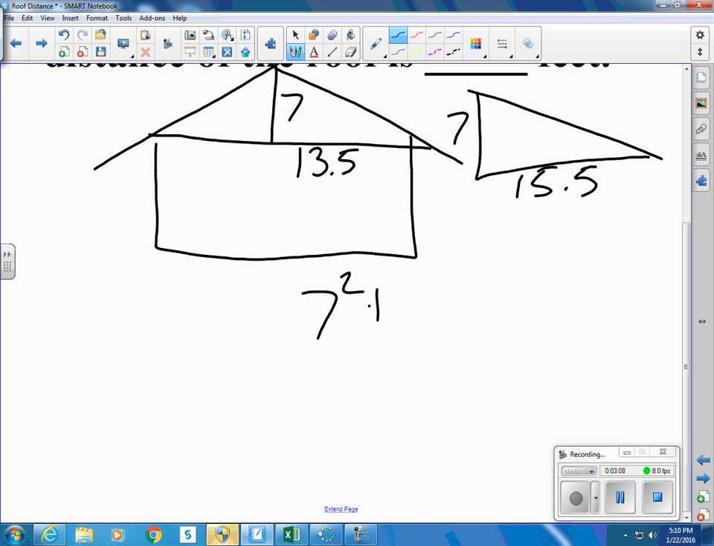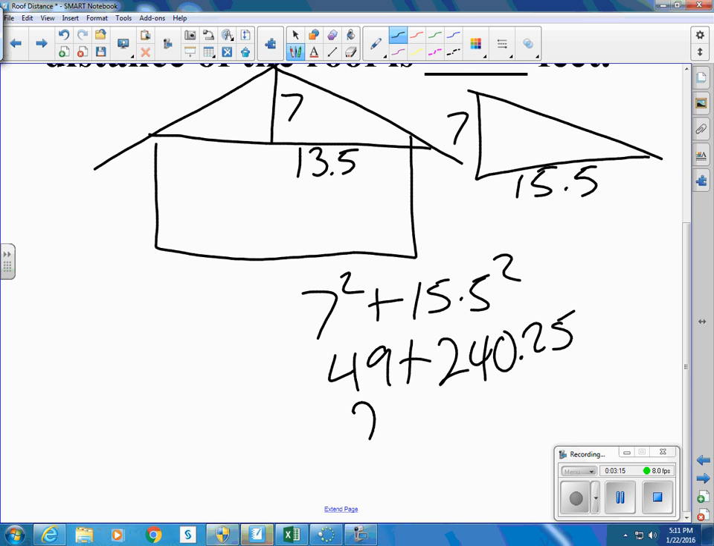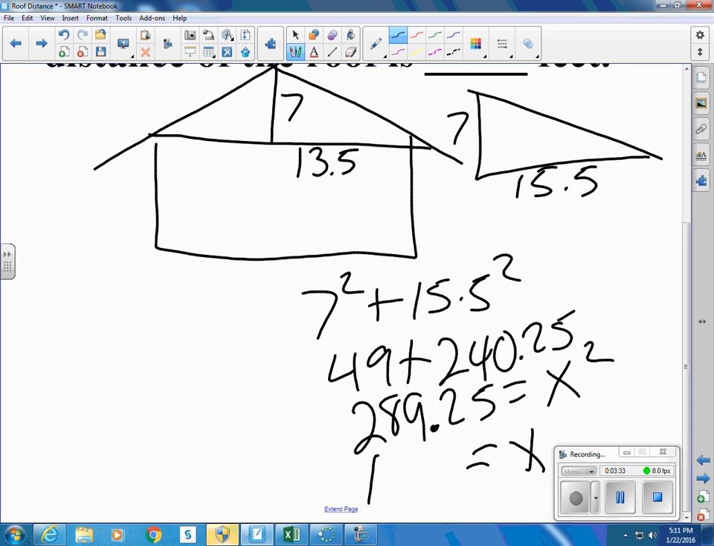Seven squared plus 15.5 squared: 49 plus 240.25 is 289.25. But that's x squared, so I have to take the square root to get x, and the square root of that turns out to be almost right at 17 feet. So that one's not a whole lot longer than 15.5, but it probably still makes sense to include that in our calculations.